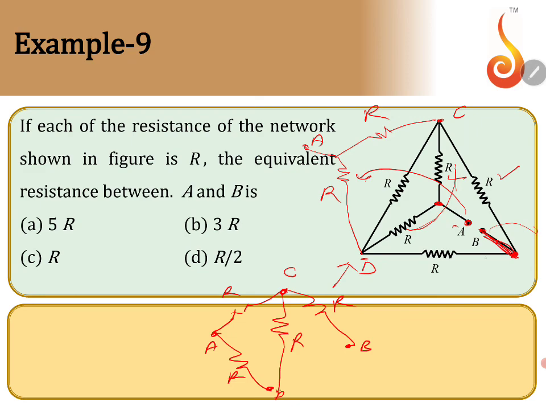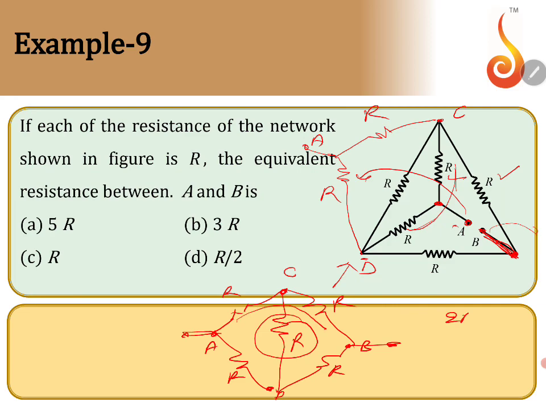Again from B to D we have another resistor R. Now observe this, we have to find the resistance between A and B. So it's a Wheatstone network and R by R is equal to R by R. So the middle resistor we can remove because there is no current flowing through it. So we know that these two resistors are connected in series.